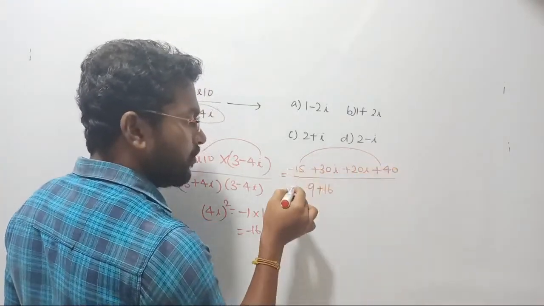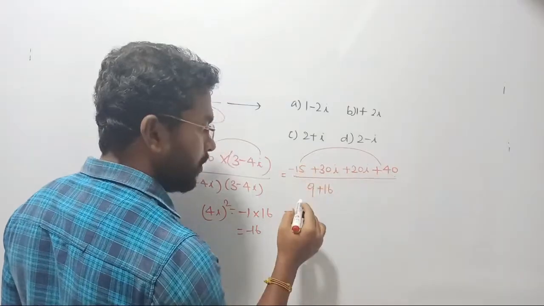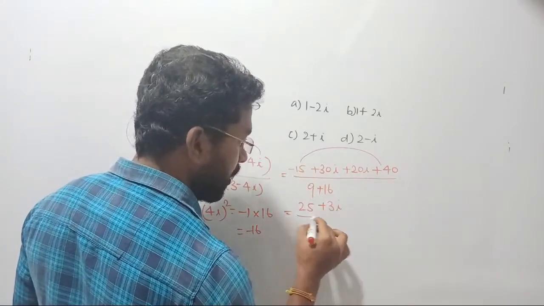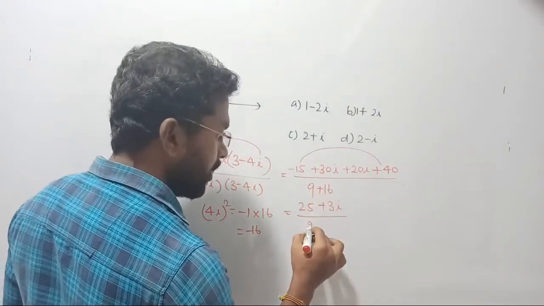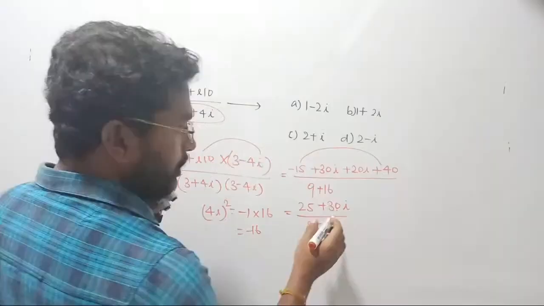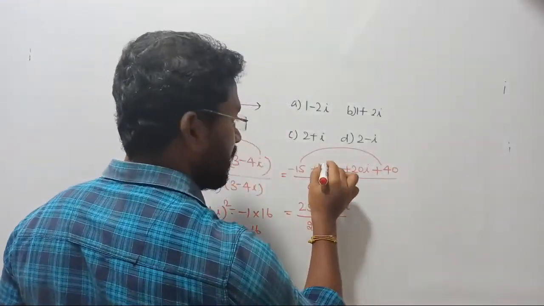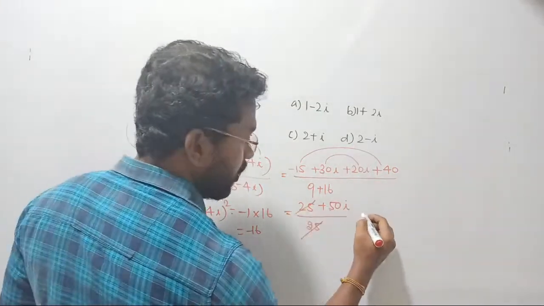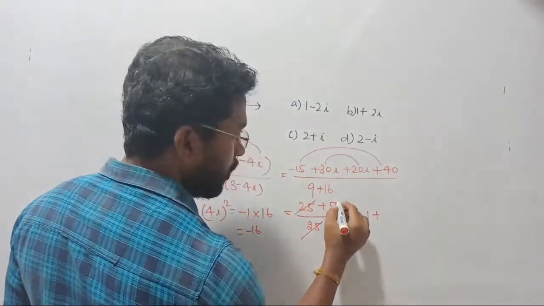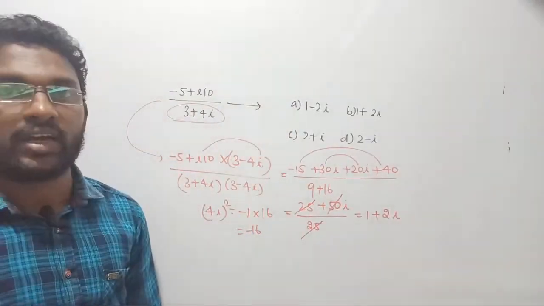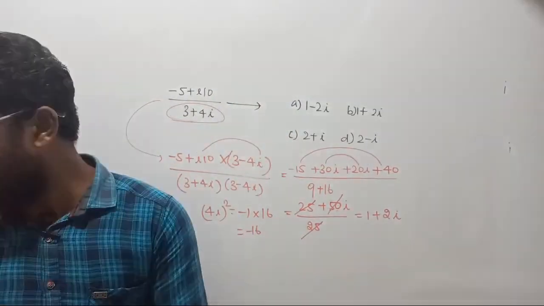40 minus 15 will become 25, plus 30 times i upon 9 plus 16, which is 25, right? So there is 30i, because I made a mistake, 30i plus 20i will become 50 times i. If I cancel it 2 times, that is 1 times of 25 plus 2 times of 25 will be 50, that is 1 plus 2i. So what is the correct answer? 1 plus 2i is going to be the correct answer.